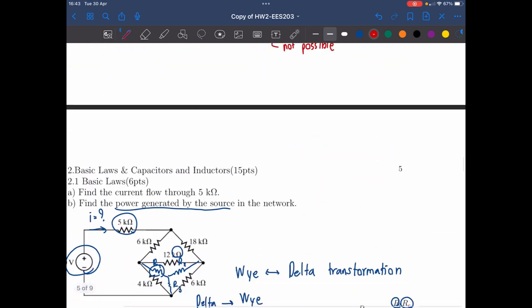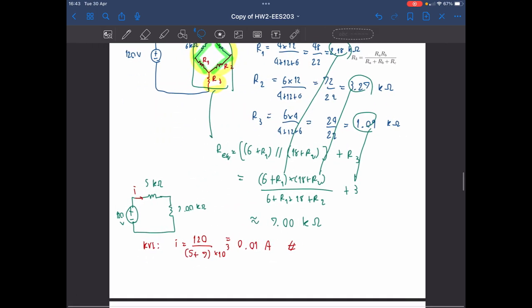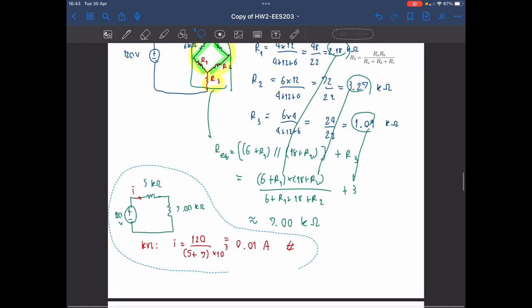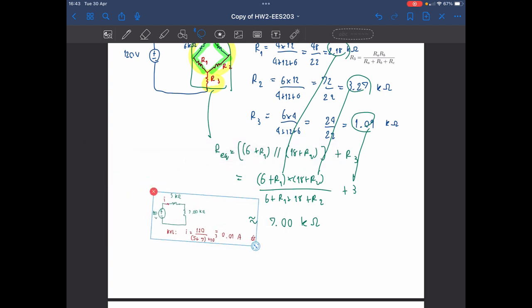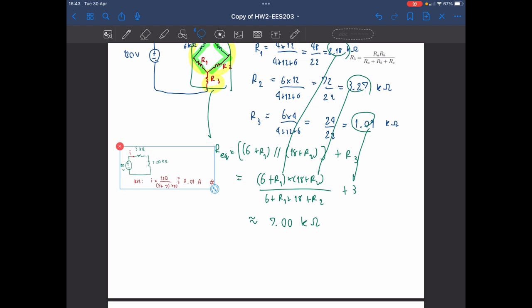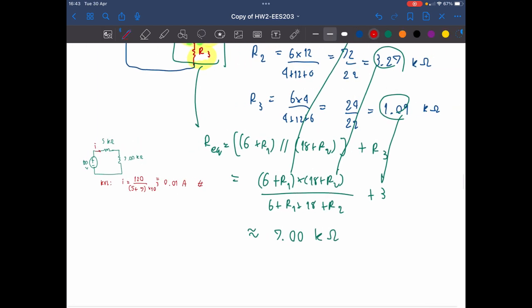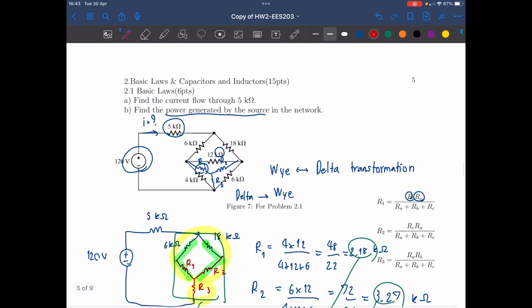So I got no space. Let me minimize it again. Let me resize it.